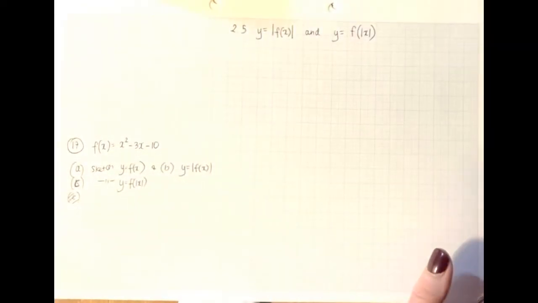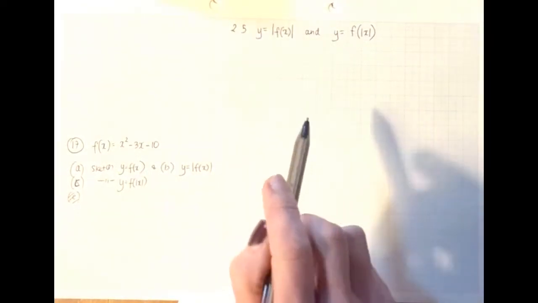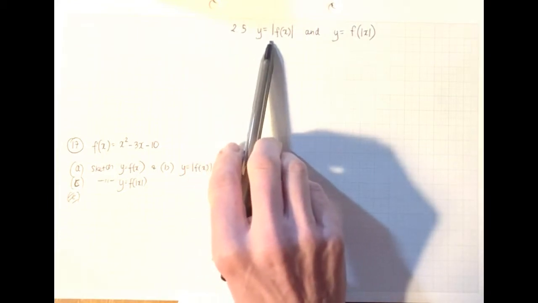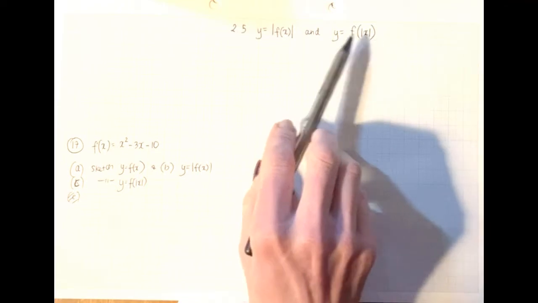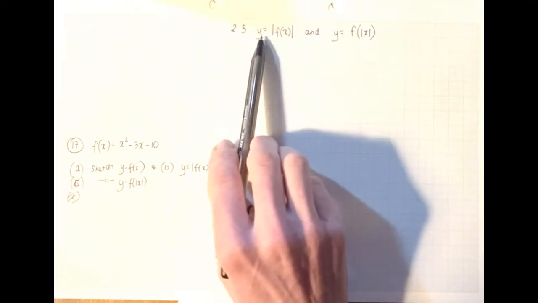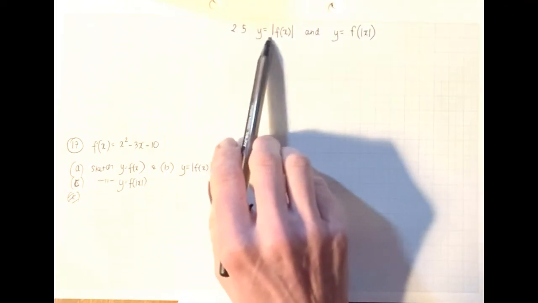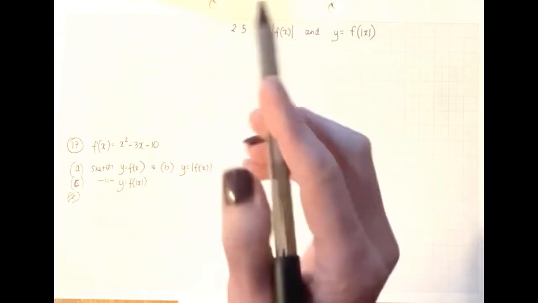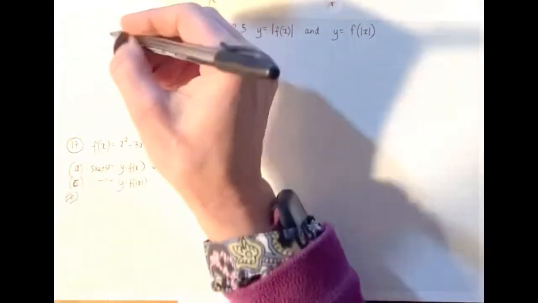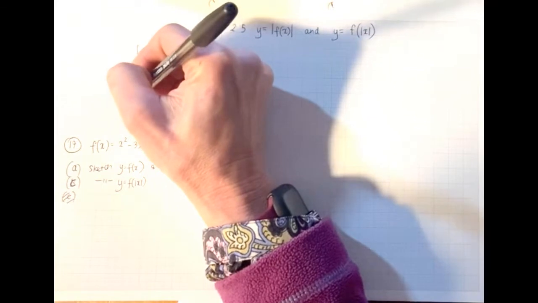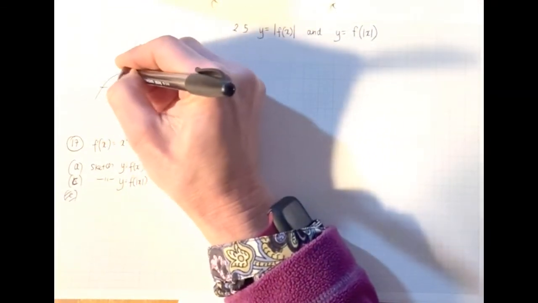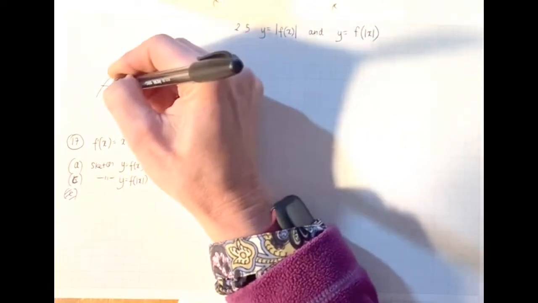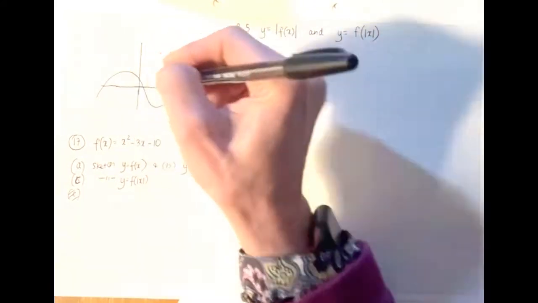Section 2.5, we're going to find out how to sketch y equals modulus of f of x and y equals f of modulus of x. I've actually shown you how to do the modulus of f of x. Let's just go through this again. So, if you have a function f of x, let's have a look. I think I've done the example of a cubic before.